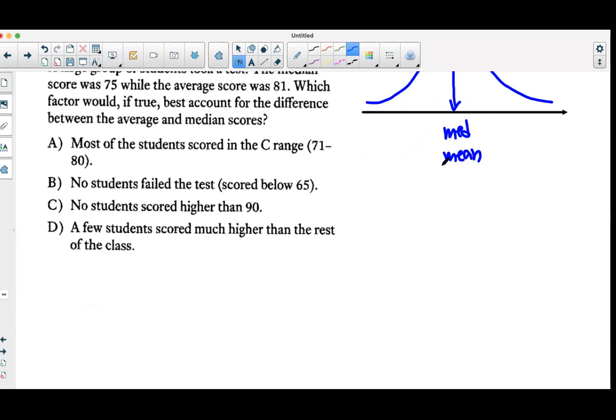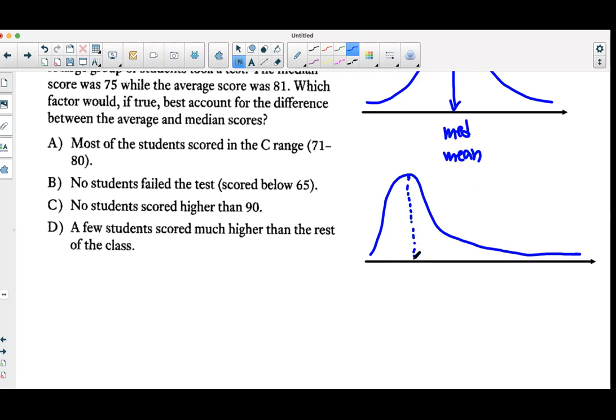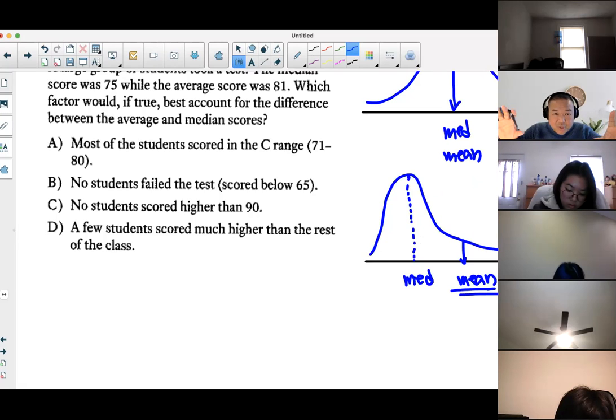Normally, if it's symmetrical, mean and median are the same. But what if I have a distribution that looks like this? Most of us are getting around here, and then we have a very small group of people who get very high. Where is my median? Median is still around the center, around here. That's the median. Where is my mean? Mean is over here. Mean always follows the tail. Does that make sense, guys? In my distribution, mean always follows the tail.